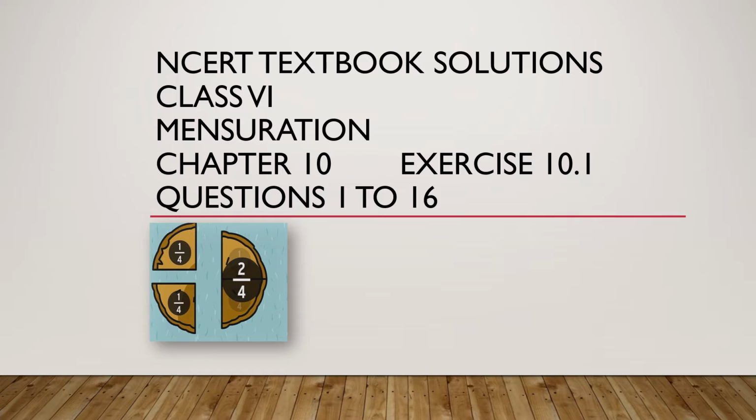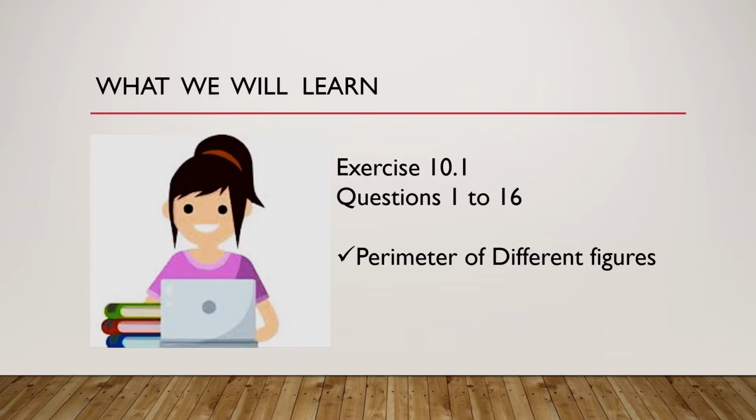Let's get started and solve some questions. Today we learn and solve exercise 10.1 questions 1 to 16 of chapter 10. Chapter name is mensuration and topic is perimeter of different figures. How to find perimeter of the different figures.